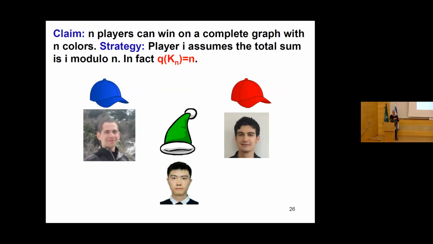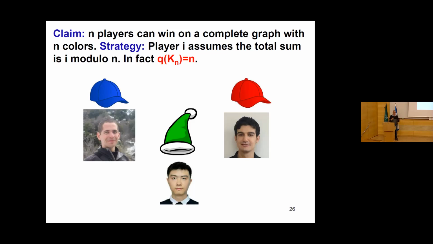And the claim is that for this case of a complete graph, the group can always win, because the ith player guesses the color of his hat according to the assumption that the sum modulo n of the hat colors is i. The sum has to be something, and one of the players will win. If I know the sum of the hats modulo n, and I see the colors of all the other hats besides my own, then I can compute my own.